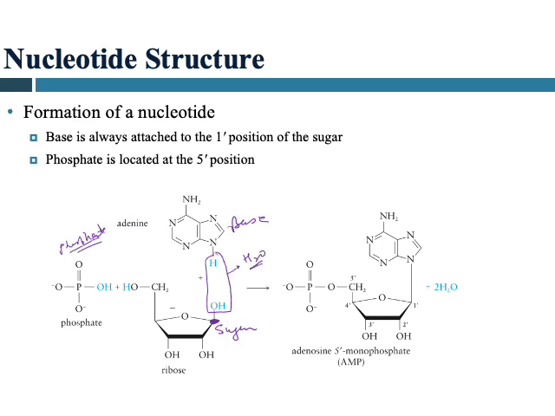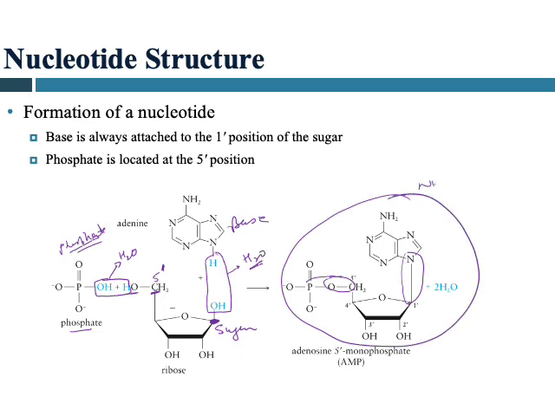So this is a nucleoside. But on the same sugar molecule, the 5' carbon also has an OH, which binds to the phosphate OH and is removed as water. Now all three are connected. So this is one bond, that new bond formed, and this is the second new bond that's formed, right? So this is a nucleoside. This entire thing is a nucleotide.